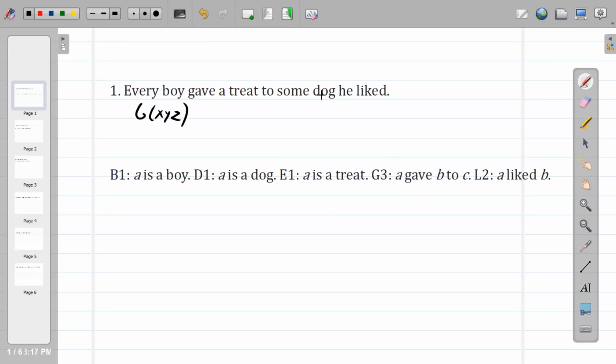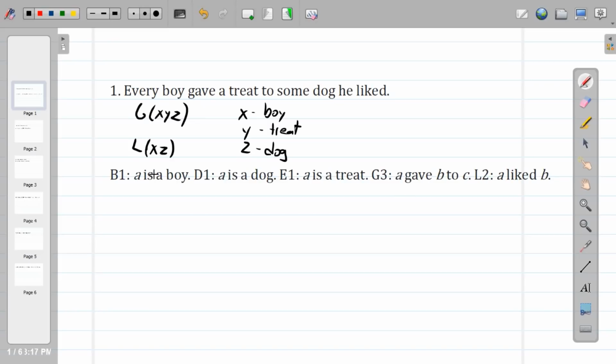The boy gave a treat to some dog he liked. That means that X is going to be a boy, Y is going to be a treat, because that's what the boy gave, and Z is going to be a dog. A gave B to C: X, the boy, gave a treat to the dog. Okay, and then using the same way of assigning variables to objects, I'll do this other one. We've got a 2-place predicate in here as well. So L is going to end up being A liked B, the boy liked the dog. Referring to this chart again, X liked Z, not Y.